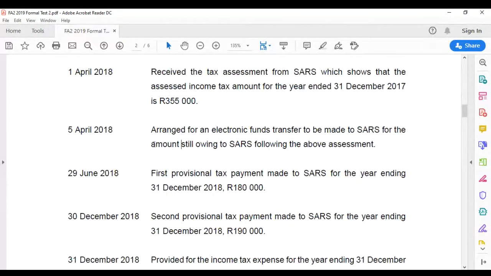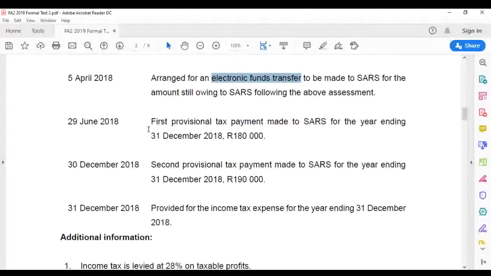So let's go to our next event. That took place on the 5th of April. We did the EFT. So our next event is on the 29th of June. Now you already know by now, on or before the last day of the first half of your financial year. In this case, it would have been the 30th of June, but you can pay it before. You just cannot pay it later than the last day of the first half. You have to make a provisional tax payment.